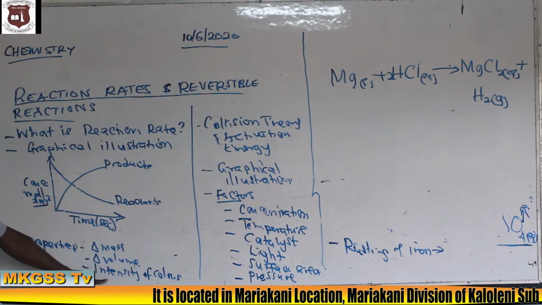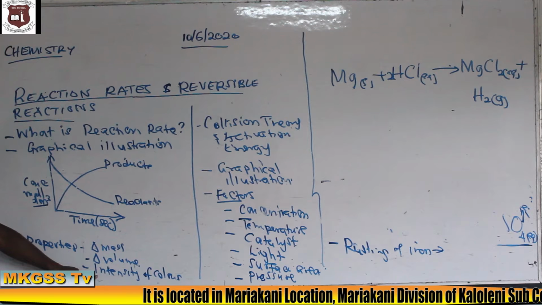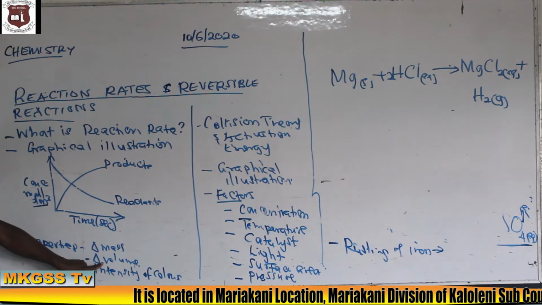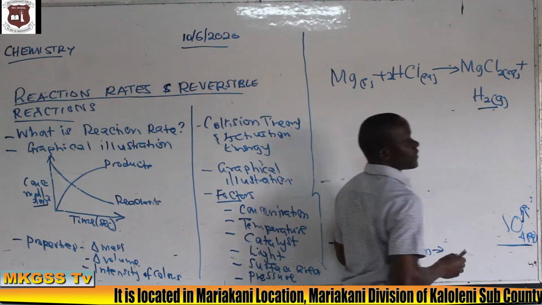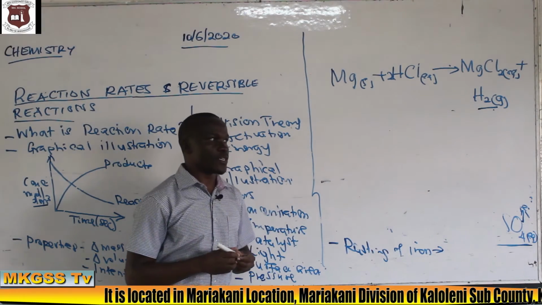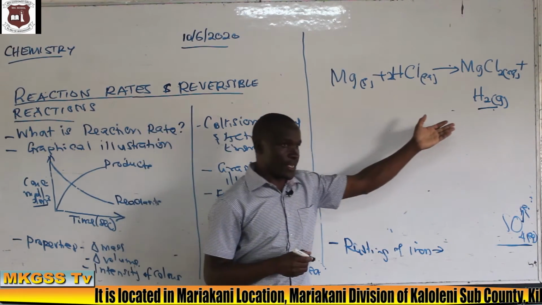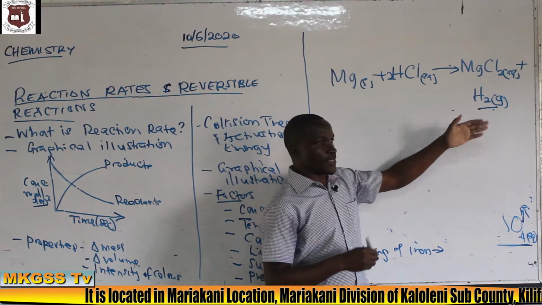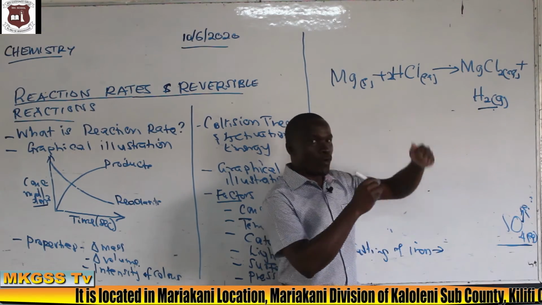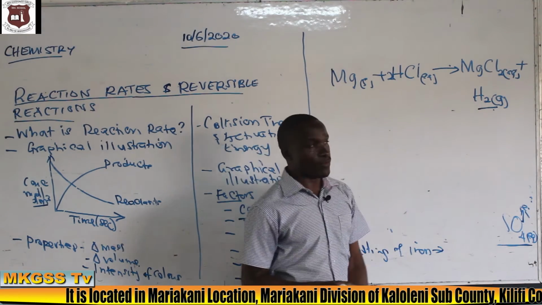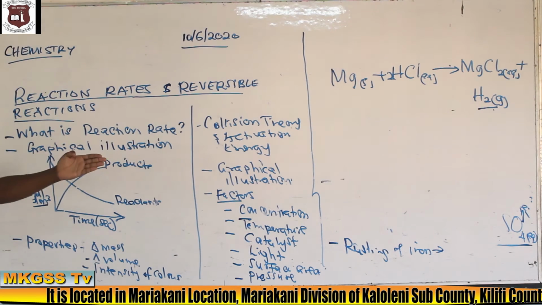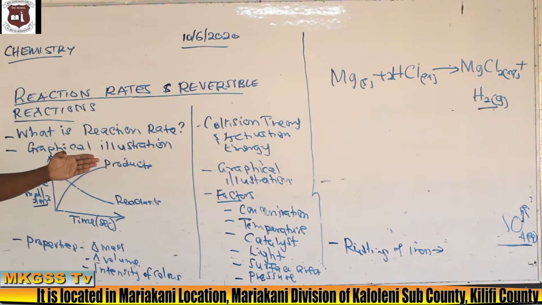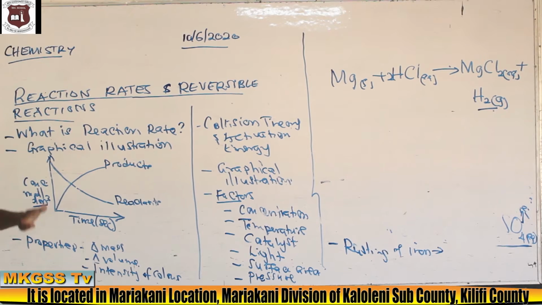As the reaction progresses, you expect a change in the volume of hydrogen gas, which can be collected using maybe a gas jar. You'll realize as the time progresses, more and more hydrogen gas will be collected. So you look at change in volume. In this case, we look at change in volume of the product, that is hydrogen gas produced.